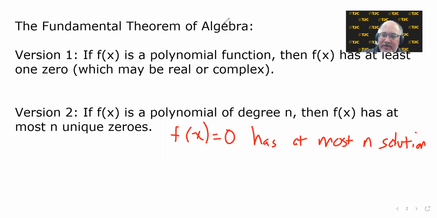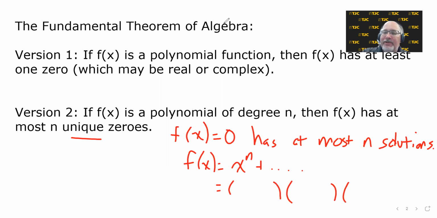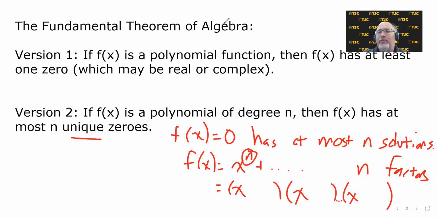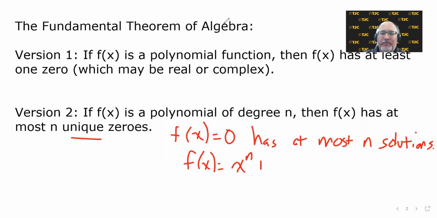And notice I said at most n unique zeros or n unique solutions. So if something shows up more than once, we don't count it more than once, but it can't have more than the highest power. And this kind of makes sense because if we had a function that started with x to the n and then some stuff afterwards, and then we tried to factor it completely, well, I've only got this many x's to distribute across my parentheses. So there's n factors at most, and each factor produces a 0. So you can kind of see that there can't be more solutions than whatever the highest power is.